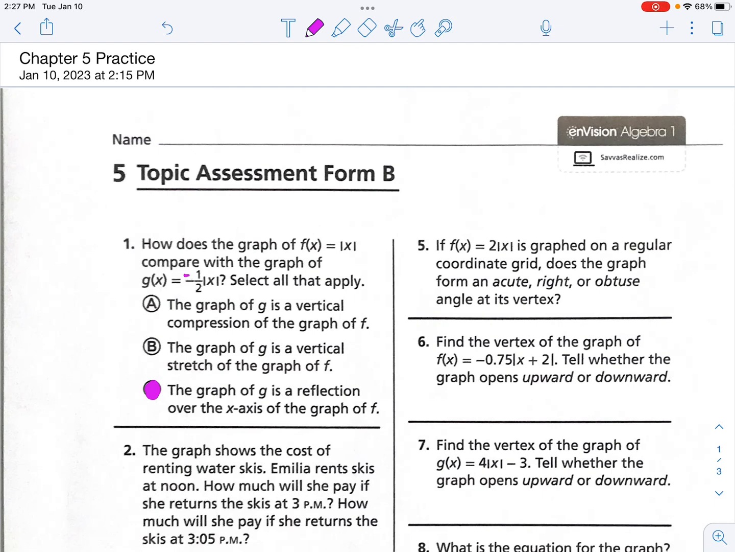We also know that this graph, because of the 1/2, is being dilated in some manner. So if you look at your other two options, A asks, is it a compression, and B says it's a stretch. Of course, we see that the 1/2 is obviously smaller than 1, and that just means that it's going to be a compression. So the other correct statement for number 1 would be A.